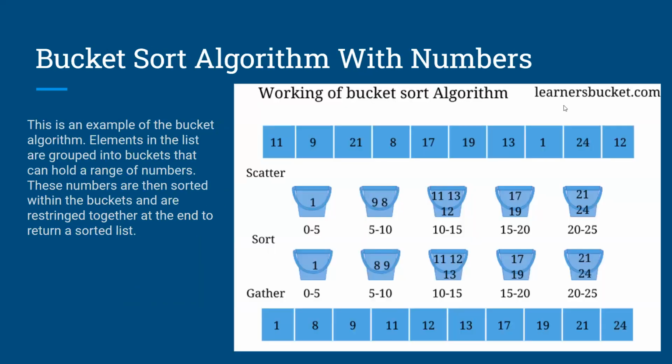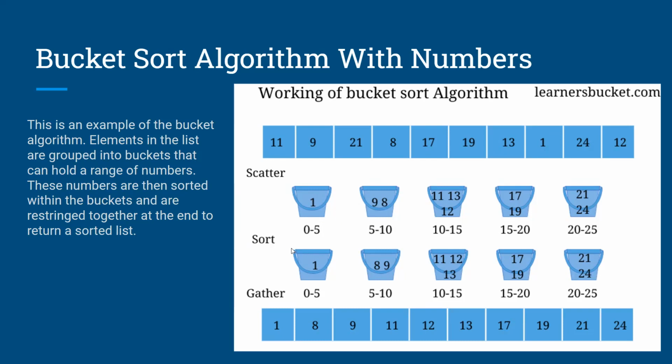And then here's an example of the bucket sort algorithm with numbers. The way this works is we have our list up top, first off, and then we have our buckets. Instead of just having one number, as you would in the radix sort algorithm, like 1, 2, 3, 4, 5, 6, 7, 8, 9, 10, you have a range of numbers. So this one holds all numbers 0 to 5. This one holds 5 to 10, 10 to 15, 15 to 20, 20 to 25.